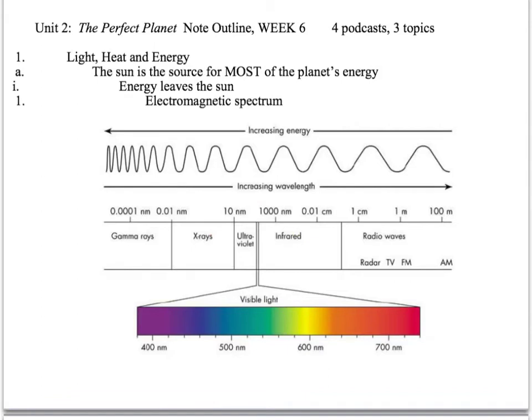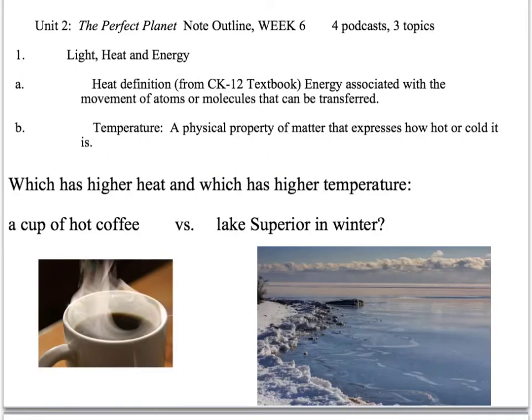So I already mentioned the electromagnetic spectrum. The electromagnetic spectrum is simply looking at what types of energy are being released and correlating that to the wavelength, so gamma rays down to radio waves. So as we go through the rest of this podcast, it's important to understand a couple definitions. First of all, what is heat and what is temperature?